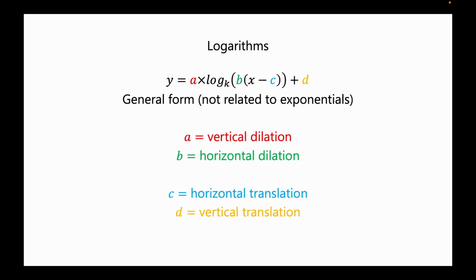Logarithms also have a general form. Y is equal to a times the logarithm with a base of k of b lots of x take c, all plus d.